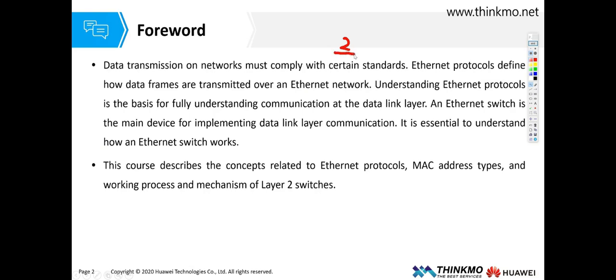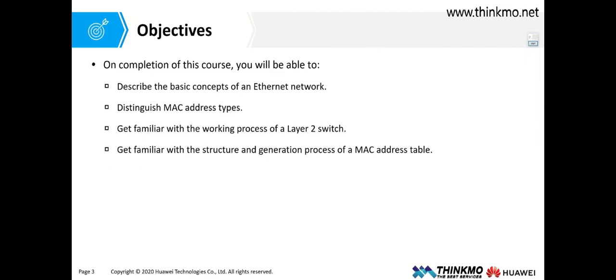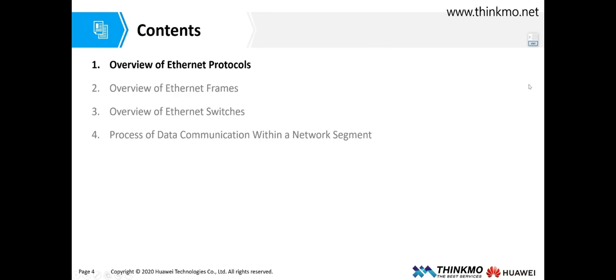In this context, switches are the main devices that enable our layer 2 communication. In today's lesson, we'll discuss our network protocol and the types of MAC addresses, as well as the working process and mechanism of layer 2 switches and related concepts. Today, we will describe the types of Ethernet networks, including how to distinguish MAC addresses and the operation process of layer 2 switches. In addition, how is the MAC address table constructed and generated?